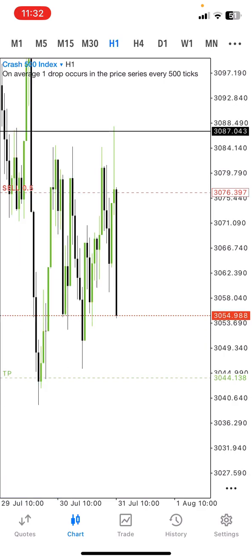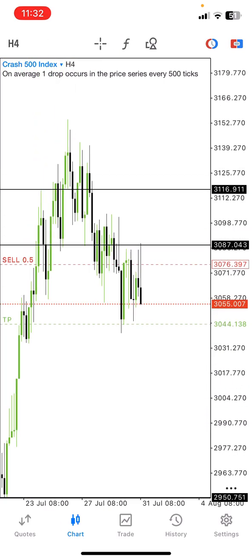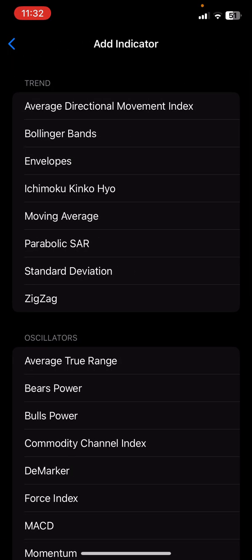On the lower time frame, you need to understand the structure as well. Even on the 4 hour time frame, you can tell that this is a downtrend. If I switch to line chart, you will see that this is a clear downtrend. This is a clear downtrend. All right, so look at this. Let me do this.